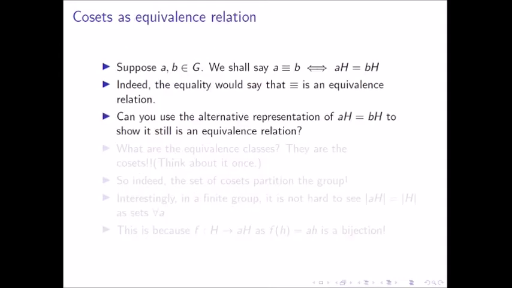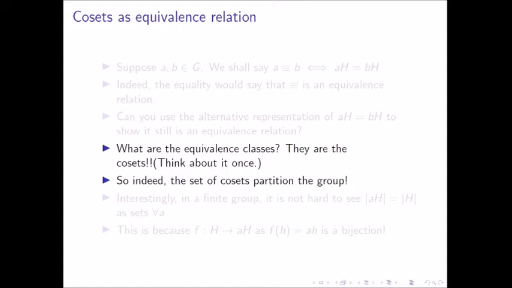So let's check it out. Suppose A and B are elements, we say A is equivalent to B if and only if AH is equal to BH. It's easy to see that AH is equal to AH, it's well defined. AH equal to BH would imply BH equal to AH, yes, as sets. And AH equal to BH and BH is equal to CH would imply AH is equal to CH because it's an equality sign. So indeed, this turns out to be an equivalence relation.